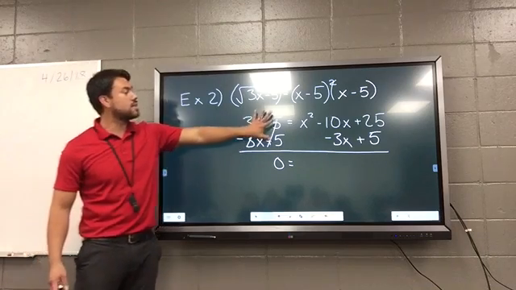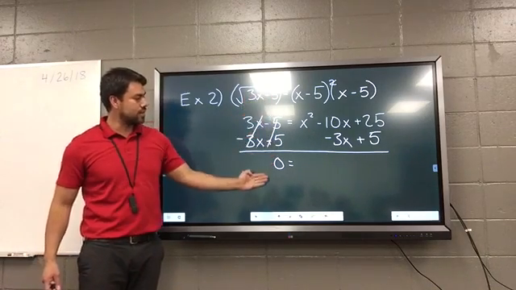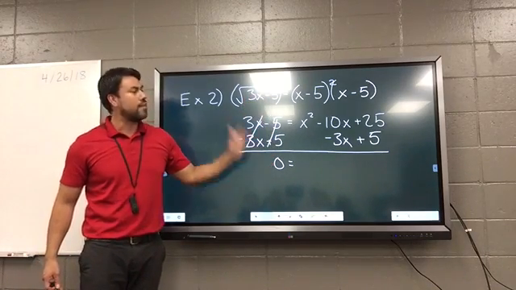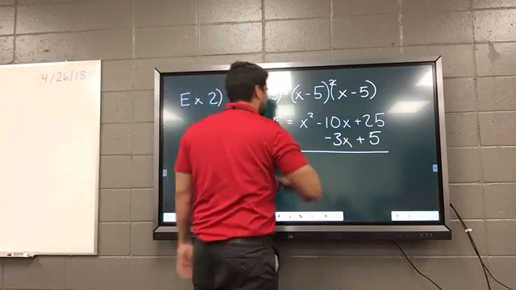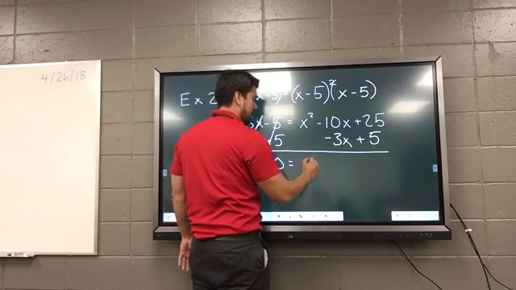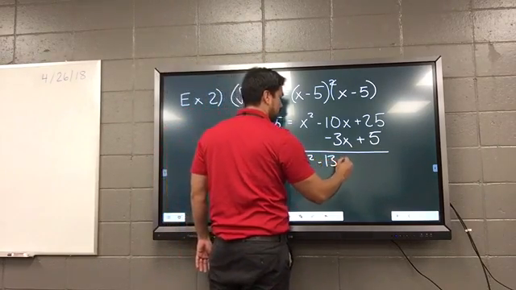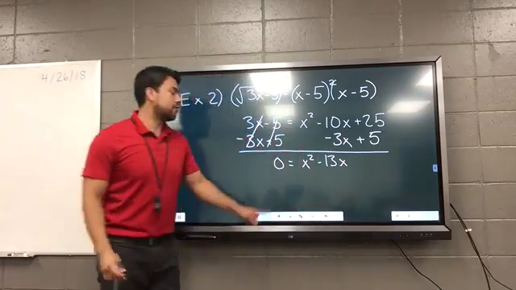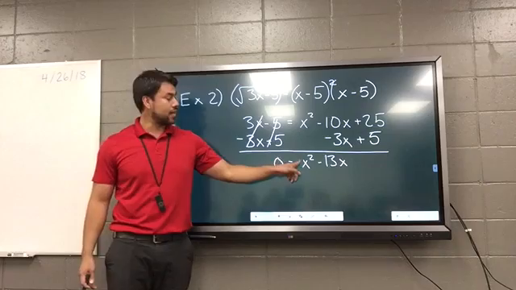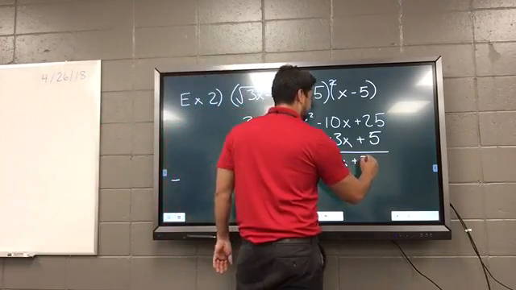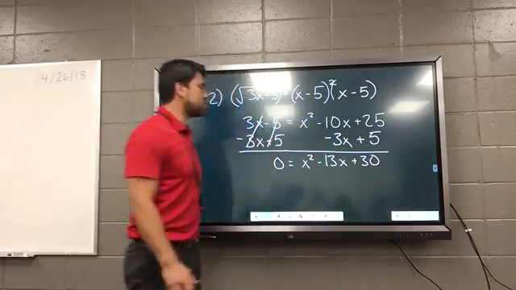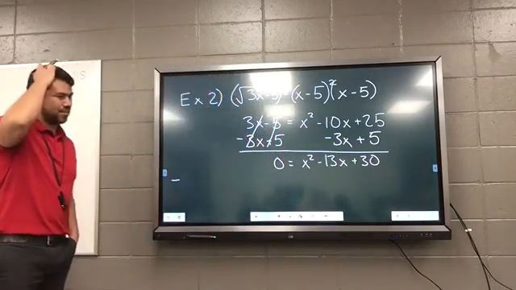Because I want one side to be 0, and then the right side to have everything else. You could have moved everything to the left, but that's if you have just an x. If you have an x squared, now you want to send everything to one side. All right, this is what I get: x squared minus 13x plus 30 equals 0.